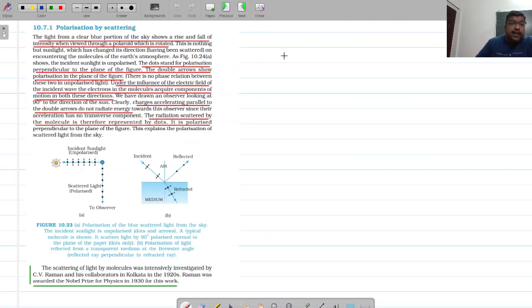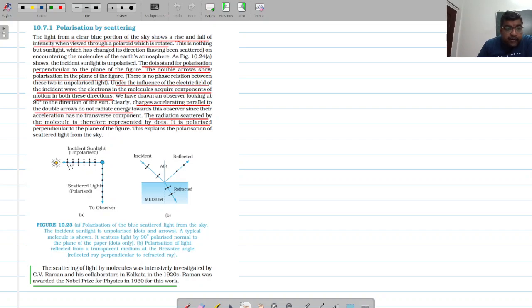Next is polarization by scattering. Light from a clear blue portion of the sky shows a rise and fall of intensity when viewed through a polaroid which is rotated. When you rotate the polaroid, you will see that the intensity increases and then decreases. This is because the light is polarized. Here, this is the sun, this is the unpolarized light, and then it is scattered by the particles in the atmosphere.